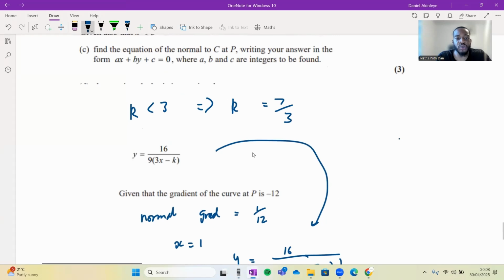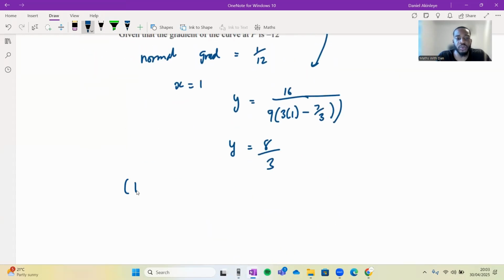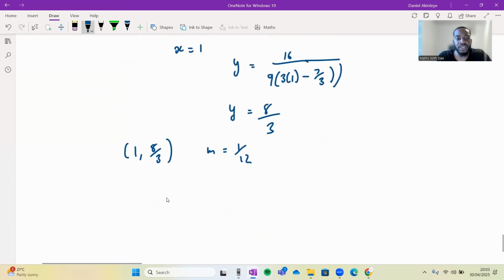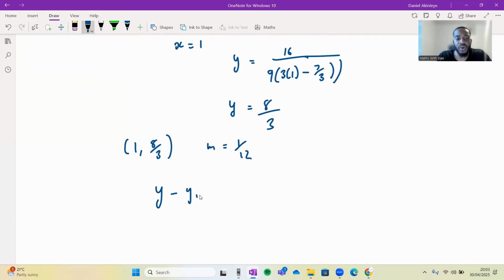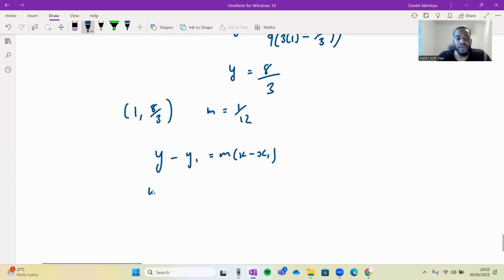So now the equation of the normal, remember, we've got the point 1, 8 thirds, like that. The gradient is 1 over 12. So it's going to be y minus y1, isn't it? So y minus y1 is going to equal m and then x minus x1. So that way it's going to be y minus 8 thirds is going to equal 1 over 12 and then x take 1. Does that make sense, guys?